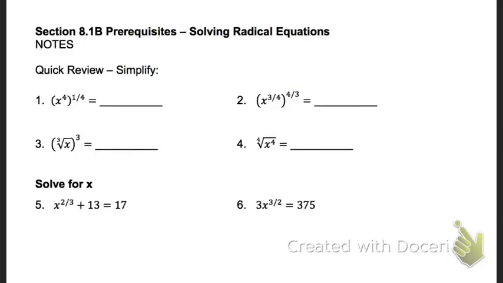So this section, we're just taking it a step further. We're gonna simplify and solve equations at the same time. Quick review, 1 through 4. Let's just look at them. What would number 1 be if I'm just simplifying? It's just x, like x to the first power.